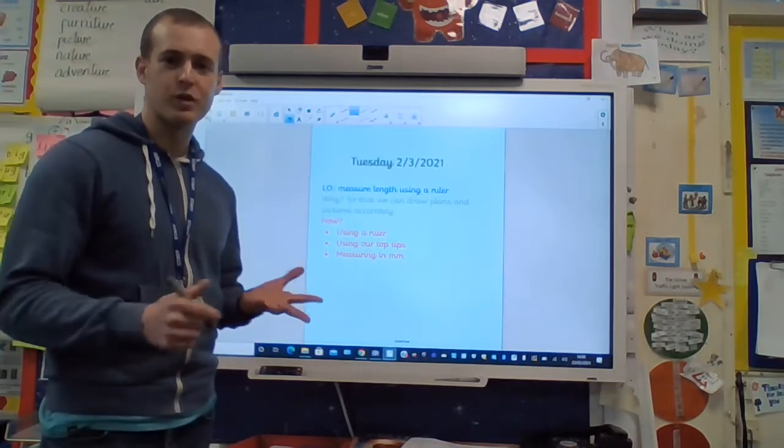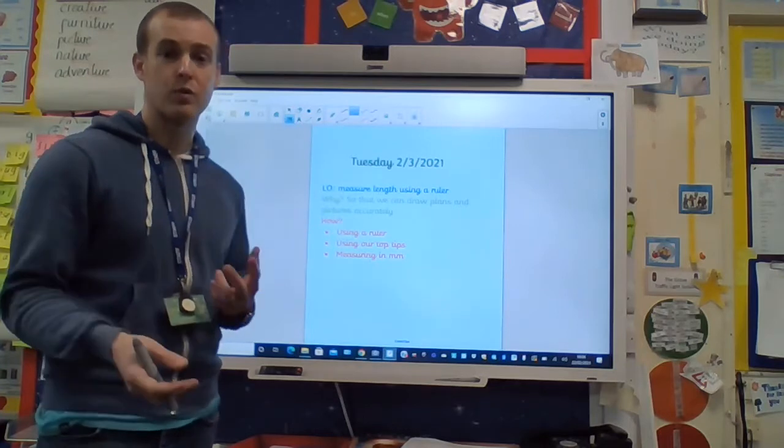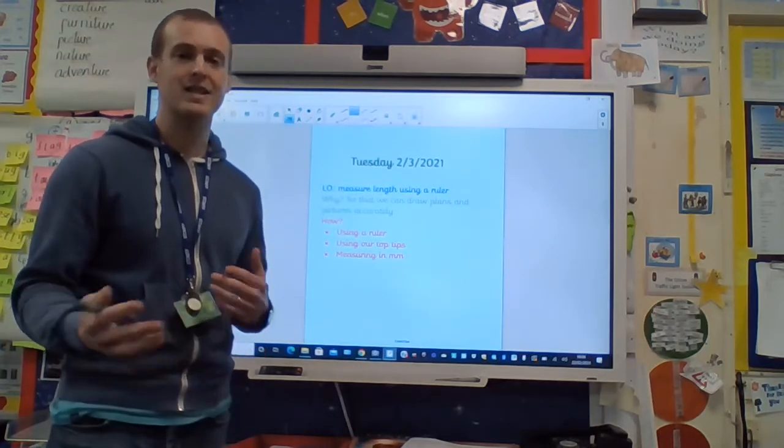Today we're going to be working on a little bit more of our measuring of length using a ruler, similar to what we did yesterday. The reason we're going to do that is so we can draw things accurately. We're going to use a ruler, we're going to use our top tips, and we're going to be measuring in millimetres and centimetres today.